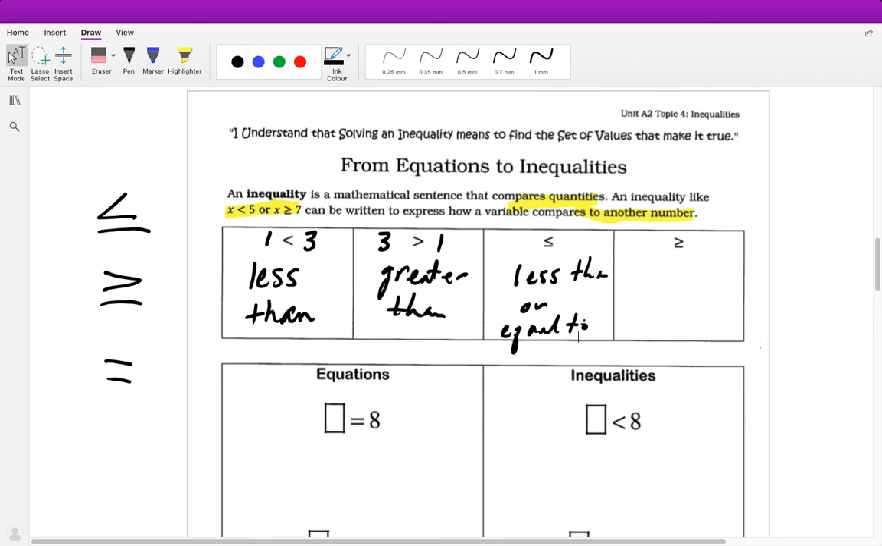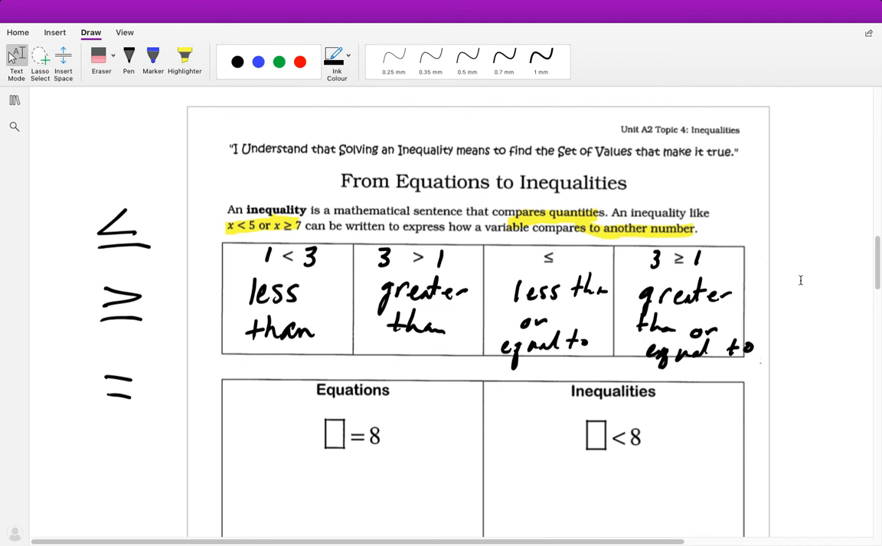So when we have the line underneath of it, that is just telling us that not only would it be less than, but it also can be equal to it as well. And then this one, since it's opening up to the left-hand side, if we were to fill in numbers, 3 would be greater than 1, we would say greater than or equal to.